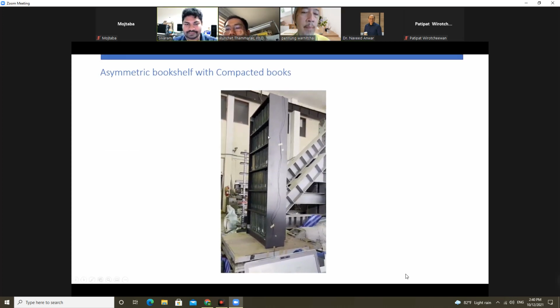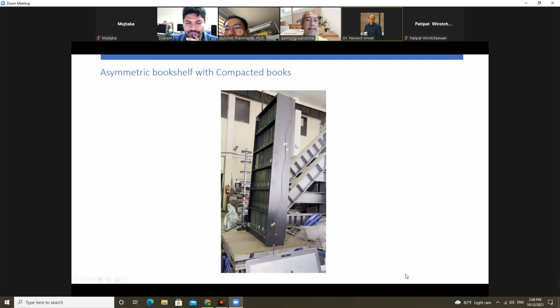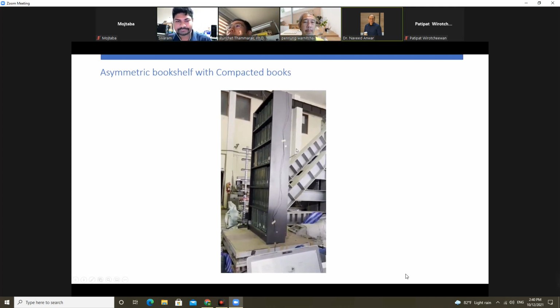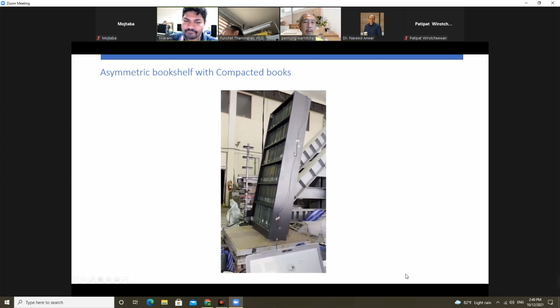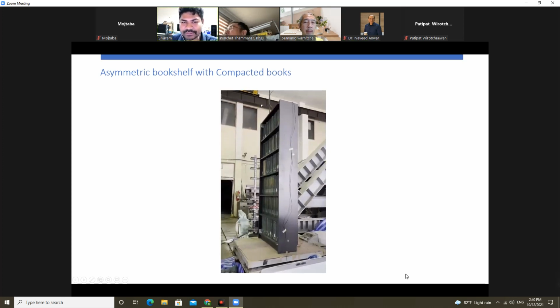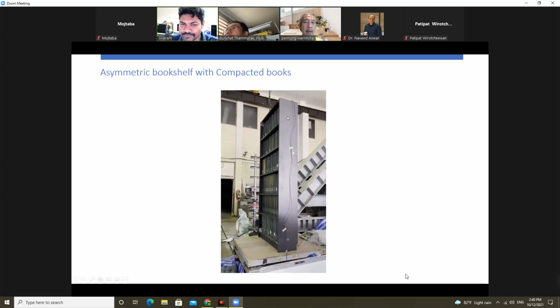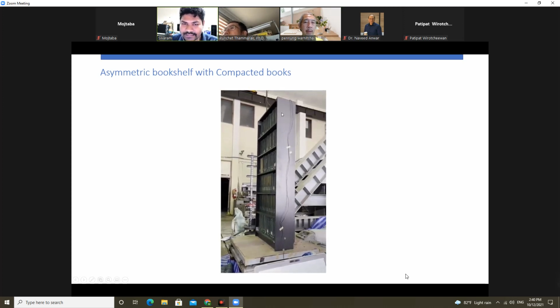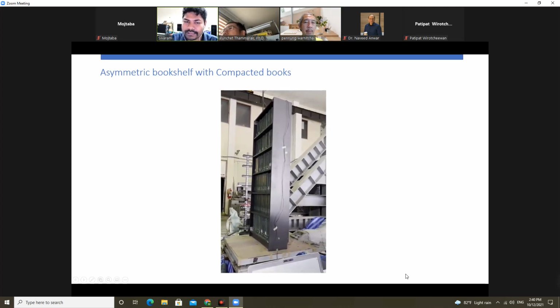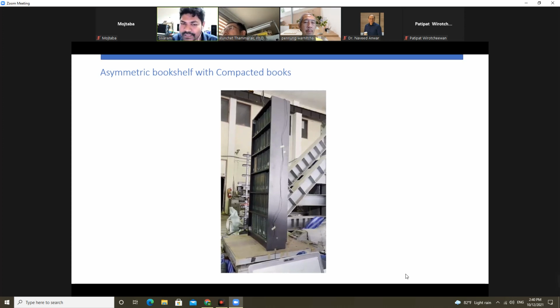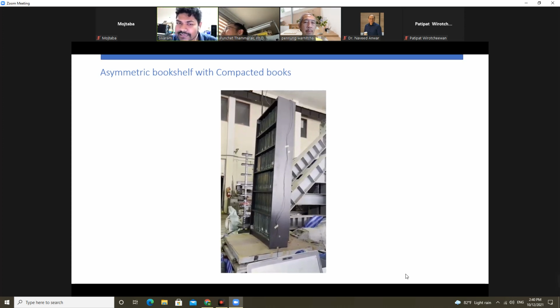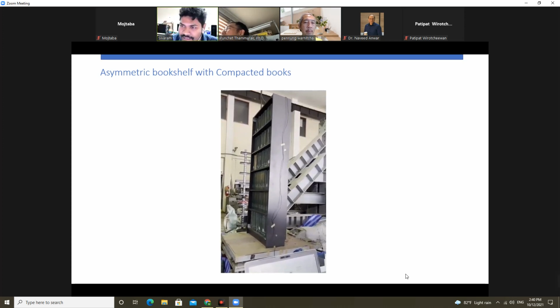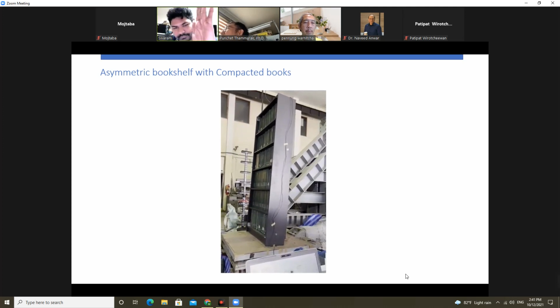Yes, sir, that's a good question. One of the major reasons is that this one is an asymmetrical bookshelf. As we can clearly see, it is always rocking in one direction, not the other way around. On the backside there is the back sheet, so it will touch the back sheet.